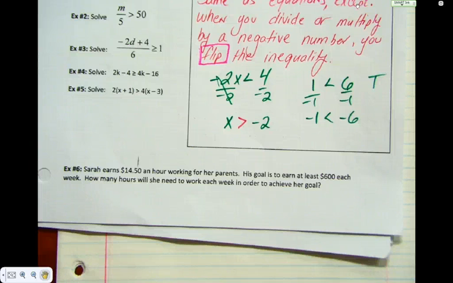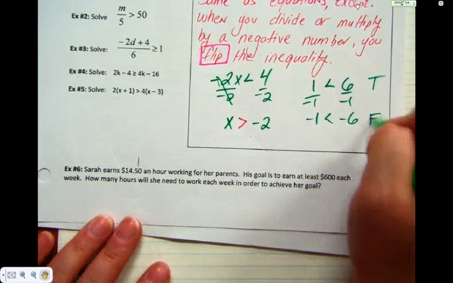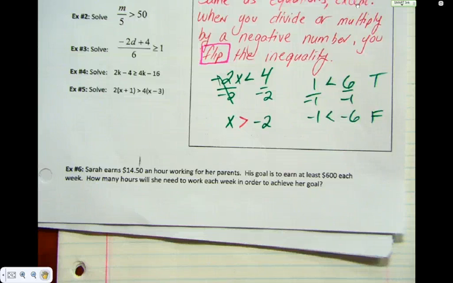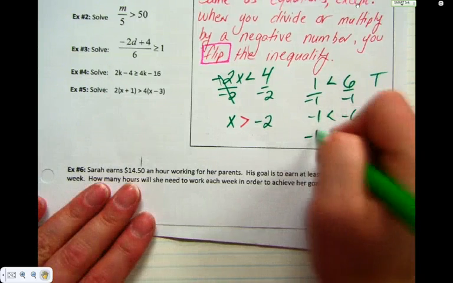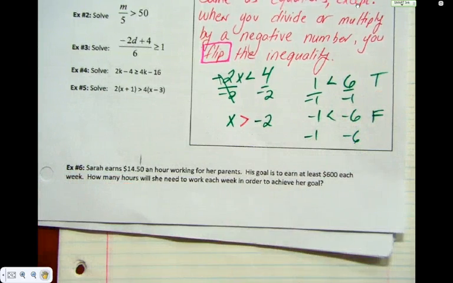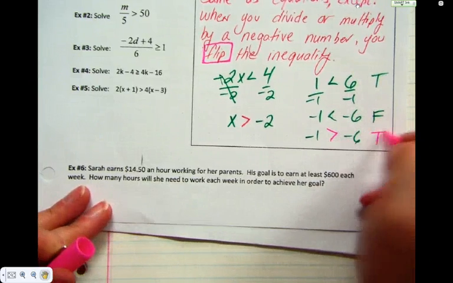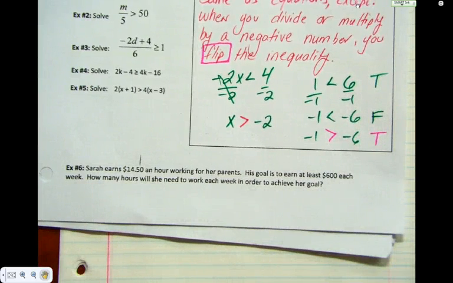Negative 1 less than negative 6. Negative 1 is less than negative 6. True or false? False. What's the only way to make it true? Is to flip the inequality. And that's why whenever we multiply or divide by a negative, we have to flip the inequality, otherwise the inequality is not true. That's the only thing that is different than what we've done with equations.